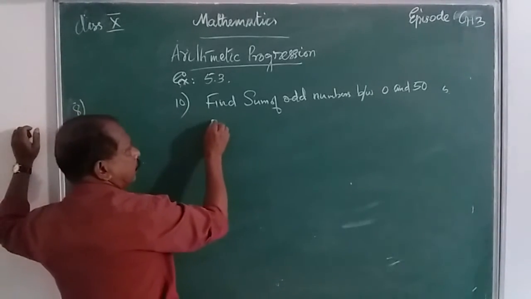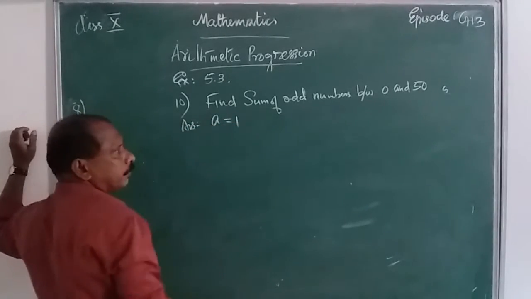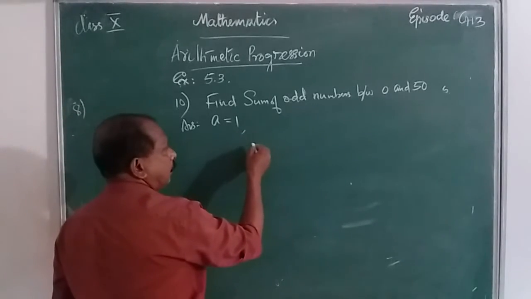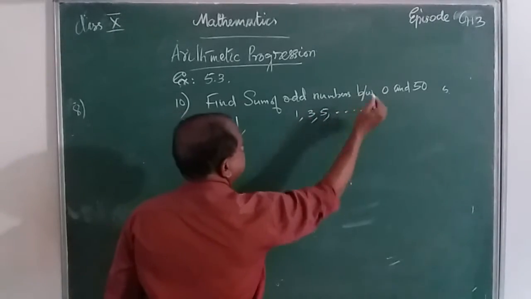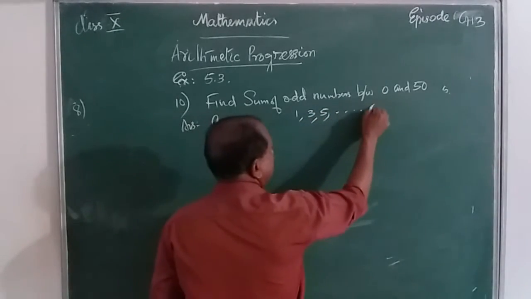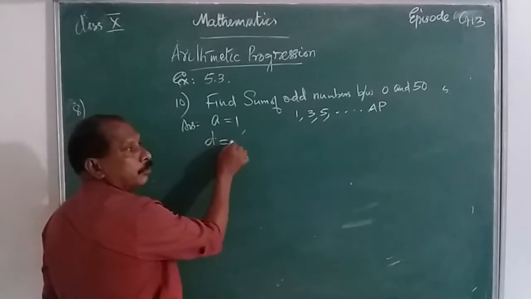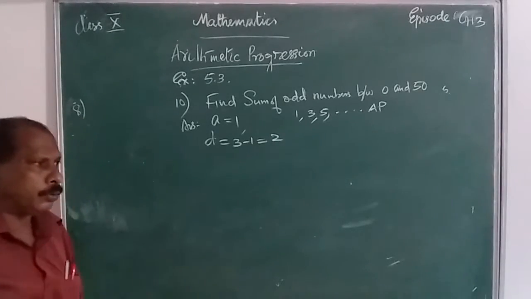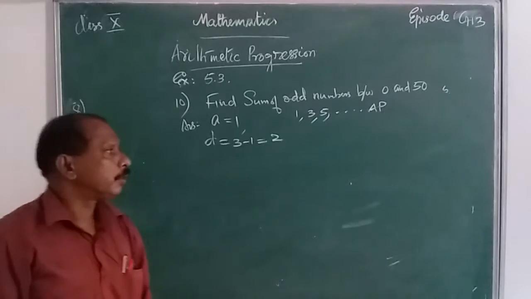The first odd number, that is a, is equal to 1. Then the second odd number is 3, that is 1, 3, 5, etc. This one is the AP. d is equal to 3 minus 1, which is equal to 2. That means the difference between two consecutive odd integers or even integers is equal to 2.